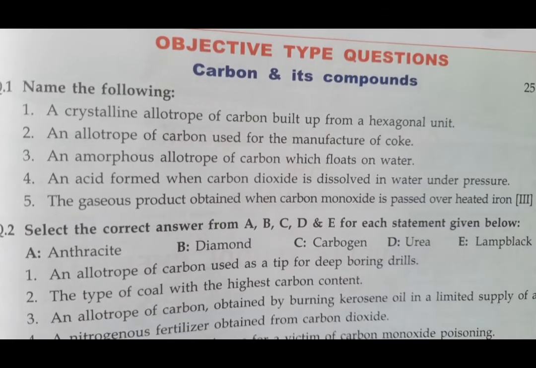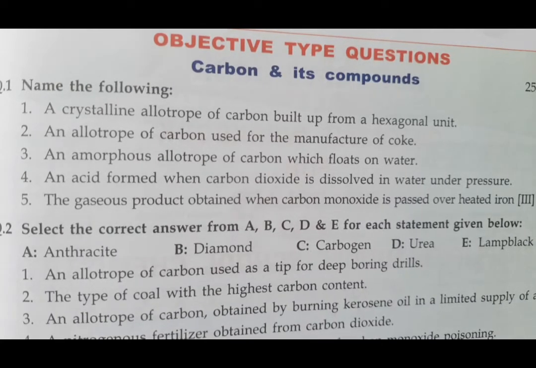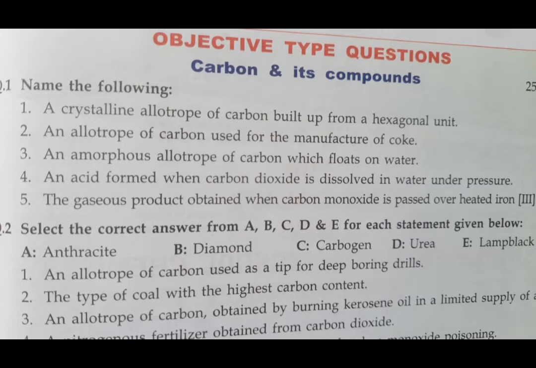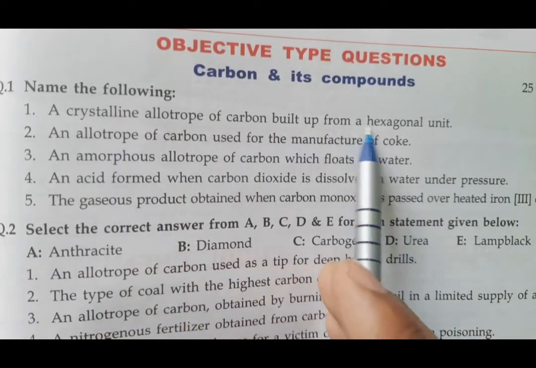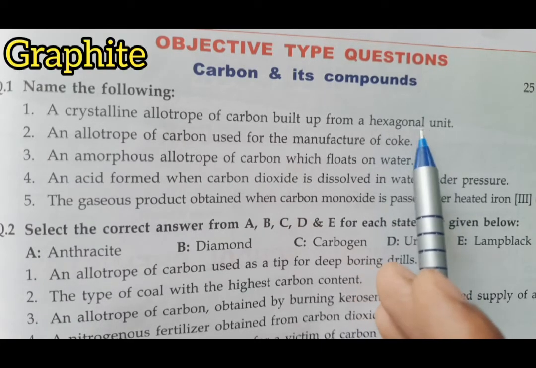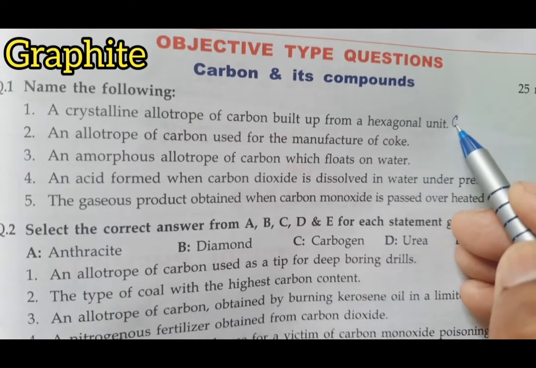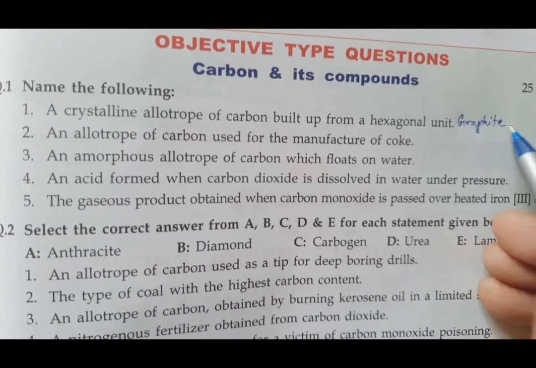So students, related to what we have learned, the difference between diamond and graphite so far, we can do some objective questions right now from page number 119. You can do it in the book itself. A crystalline allotrope of carbon built up from a hexagonal unit. We have learned this just a while ago. So hexagonal unit means what? It is graphite. If it was written tetrahedral unit, then it would have been diamond. But right now the answer for this is graphite.